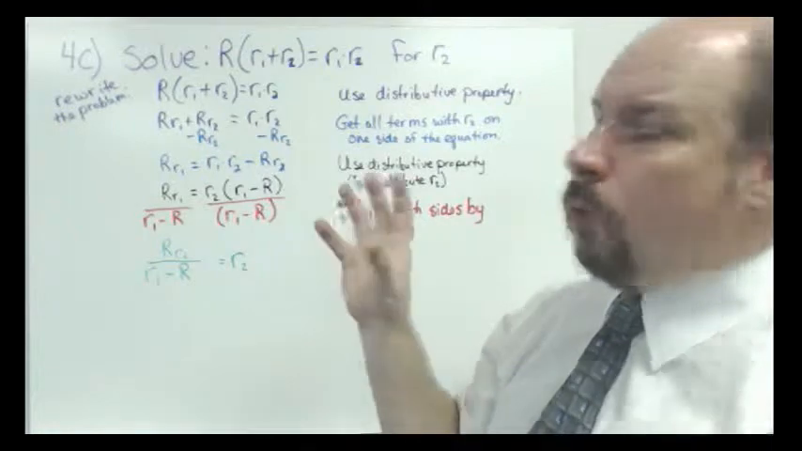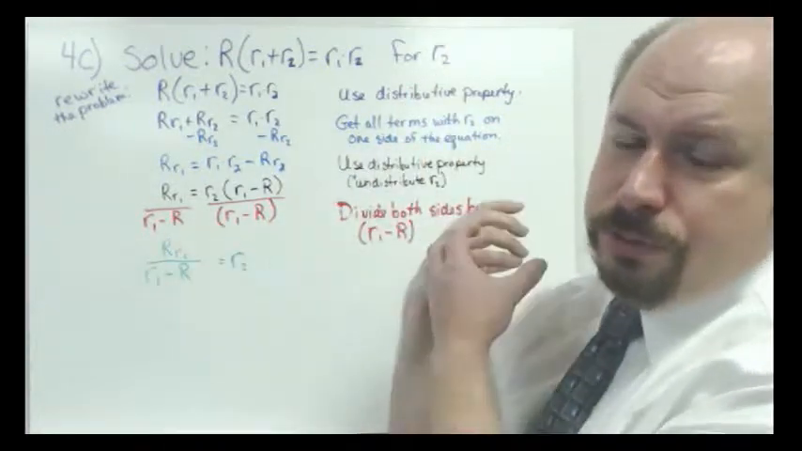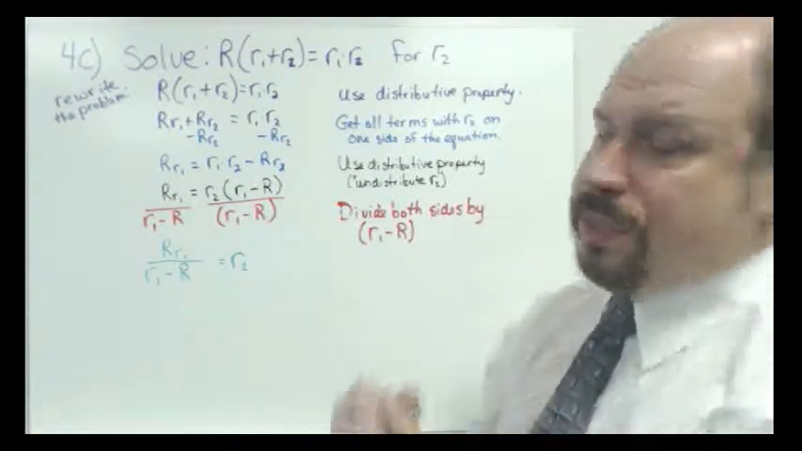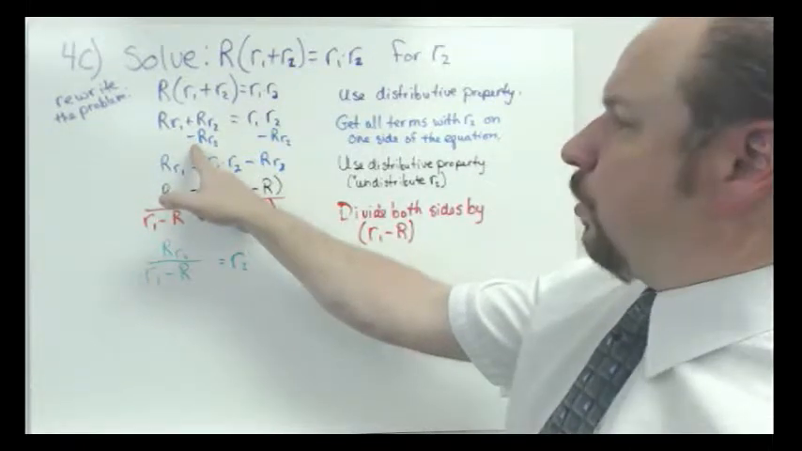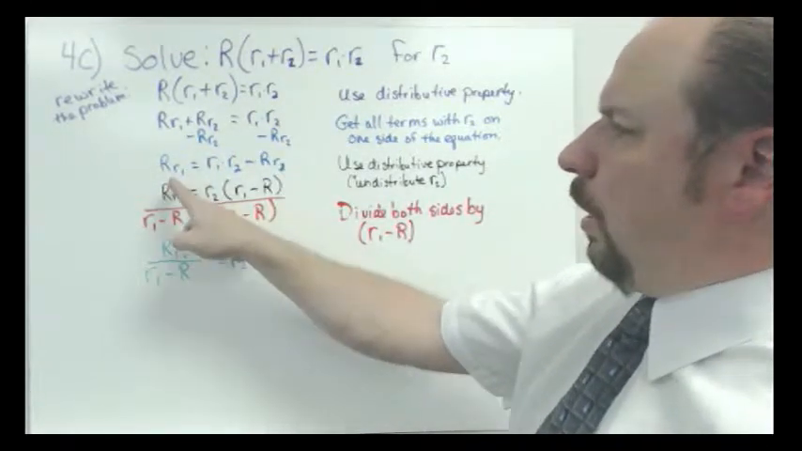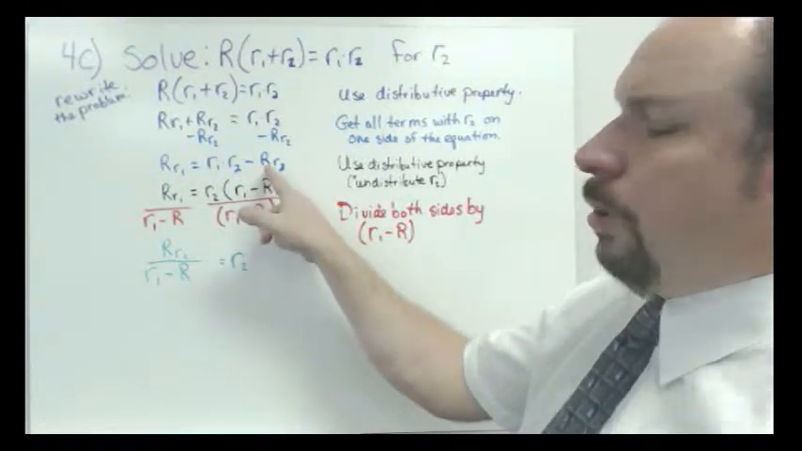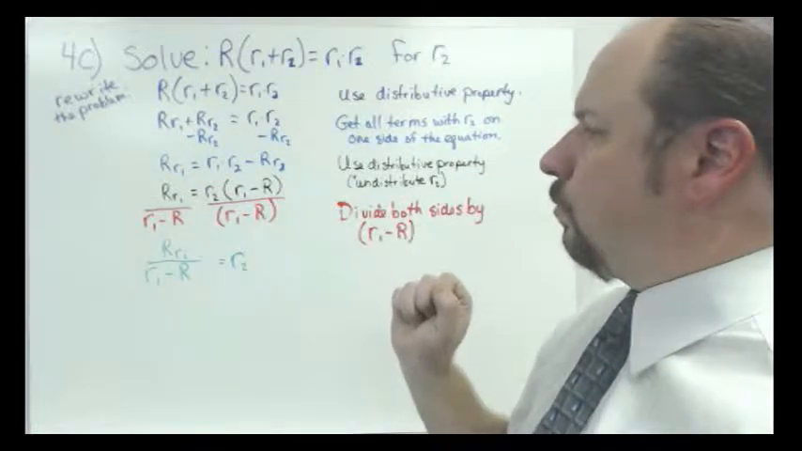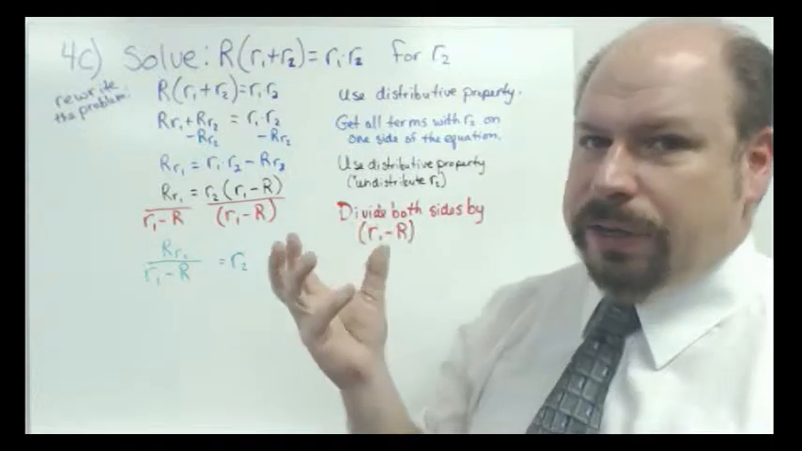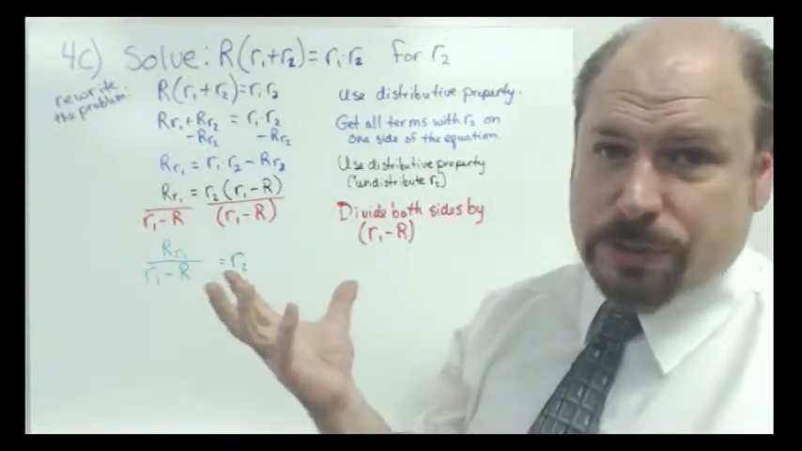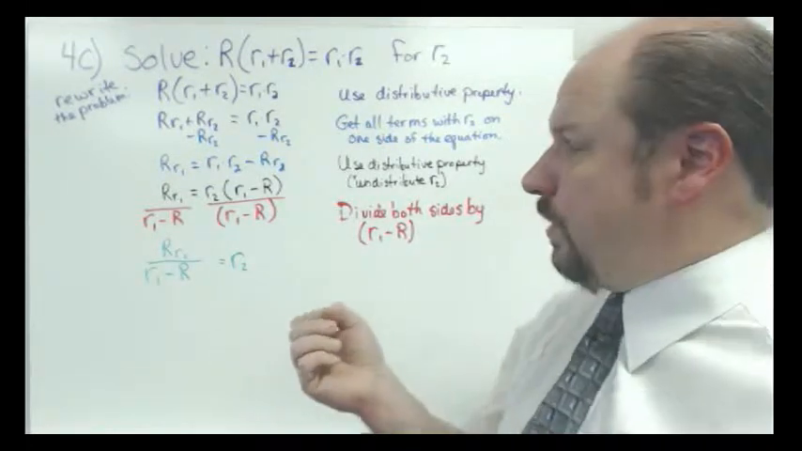Okay, so remember the goal is we want to solve for R2. So in order to do that, we need to make sure we get R2, all of the terms with R2, to one side of the equation. So to do that, we need to subtract R times R2 from both sides. And here's our result. R times R1 is equal to R1 R2 minus R R2. Okay, so now we need to think of a little trick. How do we get only one R2? Because that's what we're solving for, we only need one R2. We can't have multiple of those in our equation.